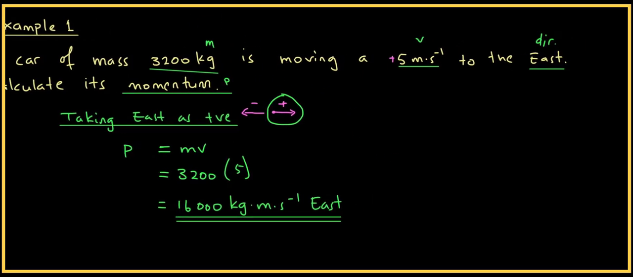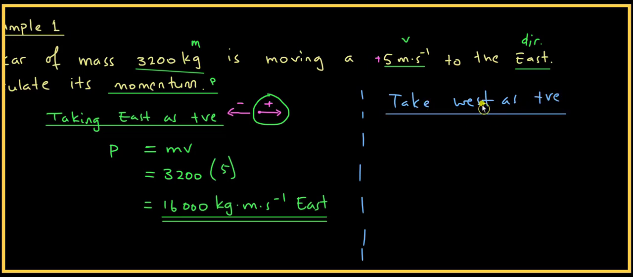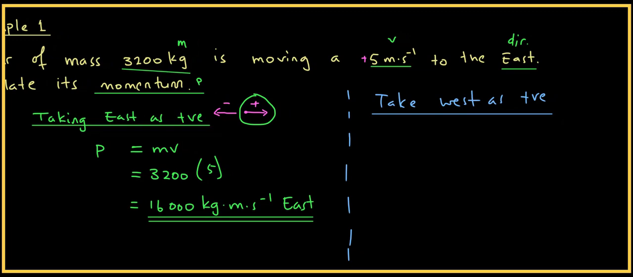One can also decide to choose west as positive. So you can also say, okay, let me take west as positive, right? Like I said, it's a choice that you make. So I'm taking west as positive, meaning that anything which is to the west is positive, anything which is to the east is negative. Then I write my equation.